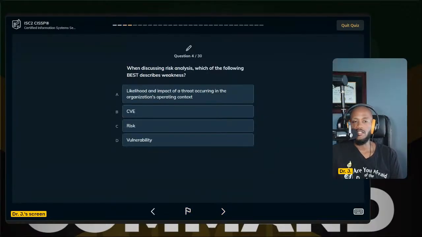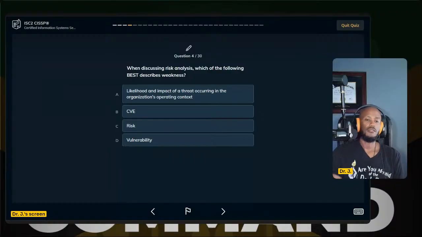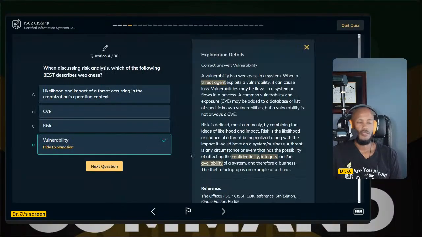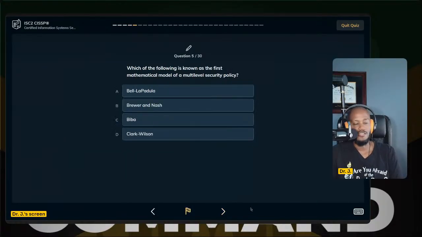All right. When discussing risk analysis, which of the following best describes weakness? Wouldn't that be vulnerability? Yeah, vulnerability is weakness.